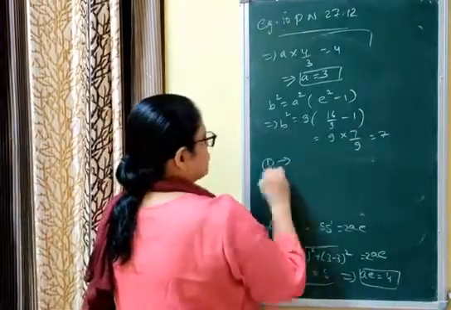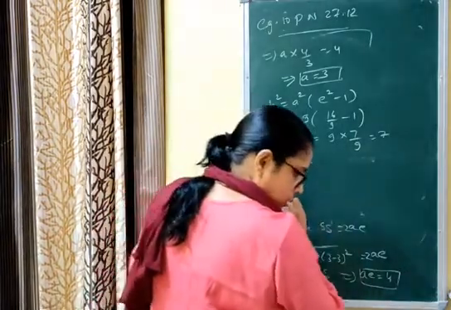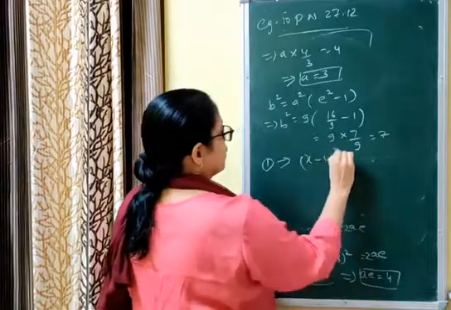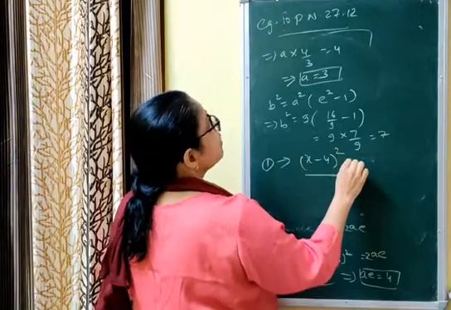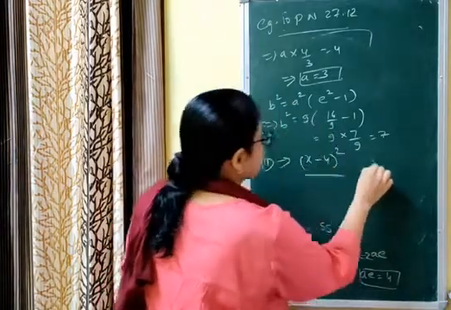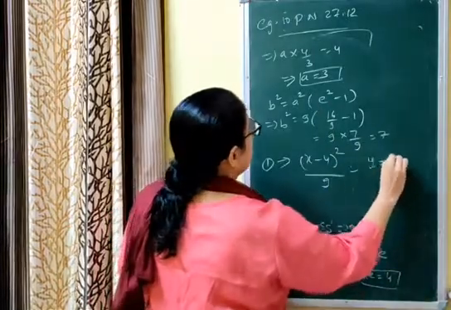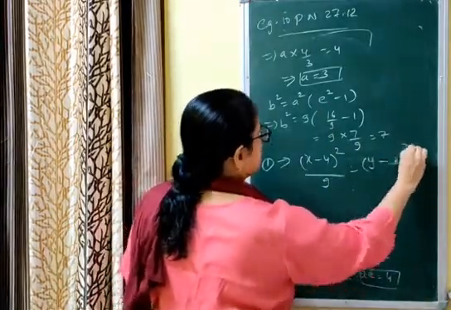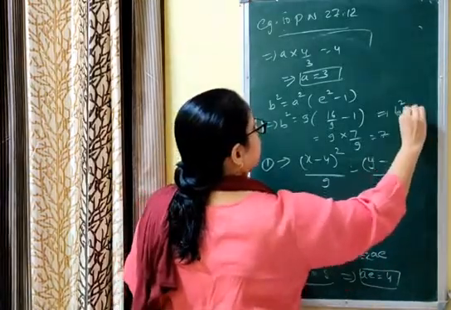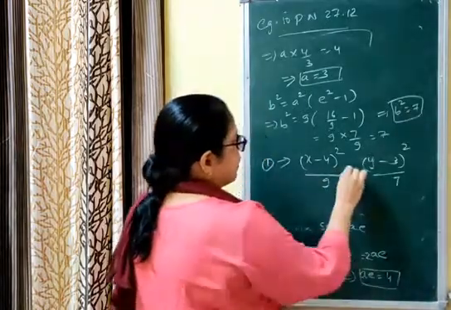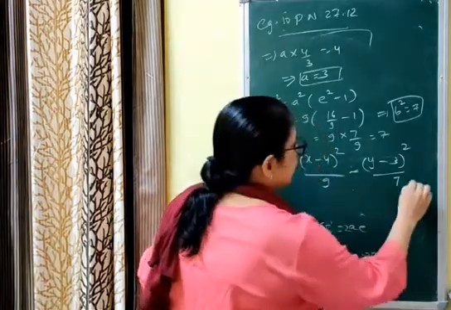Now equation 1 becomes the required equation of hyperbola. What was the shifting of origin? (X minus 4) whole square, that is equation 1. (X minus 4) whole square by A square minus (y minus 3) whole square by B square equal to 1. A square is to be replaced by 9 minus (y minus 3) whole square by B square, where B square is equal to 7. So (x minus 4) whole square by 9 minus (y minus 3) whole square by 7 equal to 1.